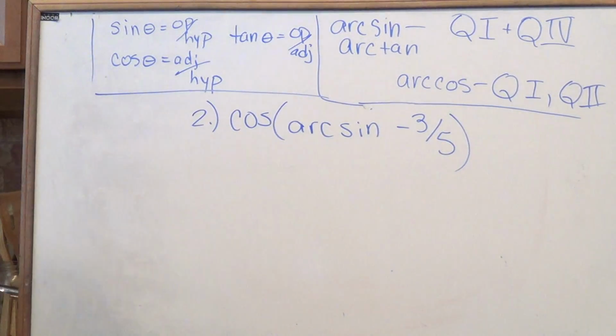Number 2 is cosine of the arc sine of -3/5. So write that down and I'll jump in and do another example.